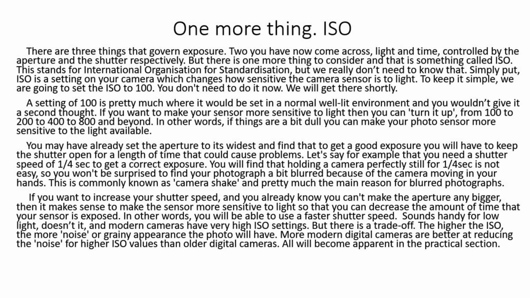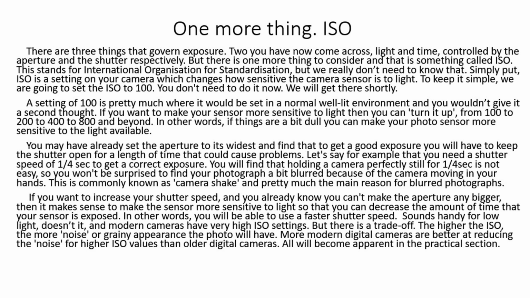To keep it simple, we are going to set the ISO to 100. You don't need to do it now, we will get there shortly. A setting of 100 is pretty much where it would be set in a normal well-lit environment, and you wouldn't give it a second thought. If you want to make your sensor more sensitive to light, then you can turn it up, from 100 to 200 to 400 to 800 and beyond.